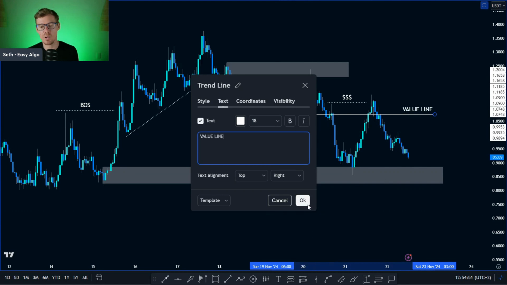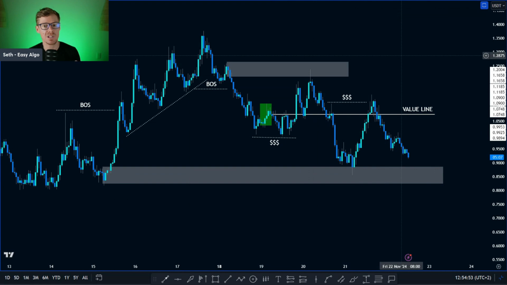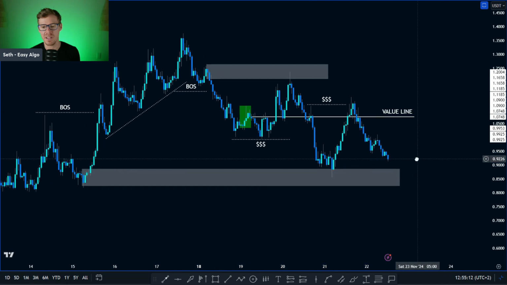Now we know whenever price is underneath this line, this is where we're going to look for our long position. It also forms liquidity. So this liquidity is very important. Whenever price creates consolidation, forms liquidity, we know price is going to take that liquidity out. So we're expecting price to take out this liquidity, to tap into this demand zone over here, and then to retrace back to the value line.